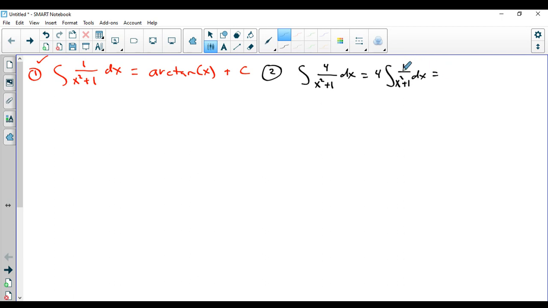We just did this. The integral of 1 over x squared plus 1 is going to be arctan of x. So there's a 4 out in front. So I get 4 arctangent of x, and then again, plus some constant of integration. Okay, so pretty simple stuff there.